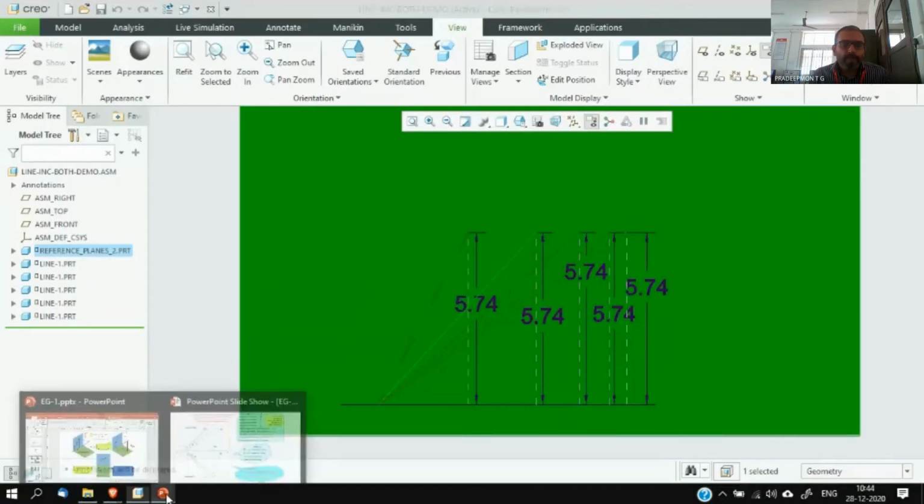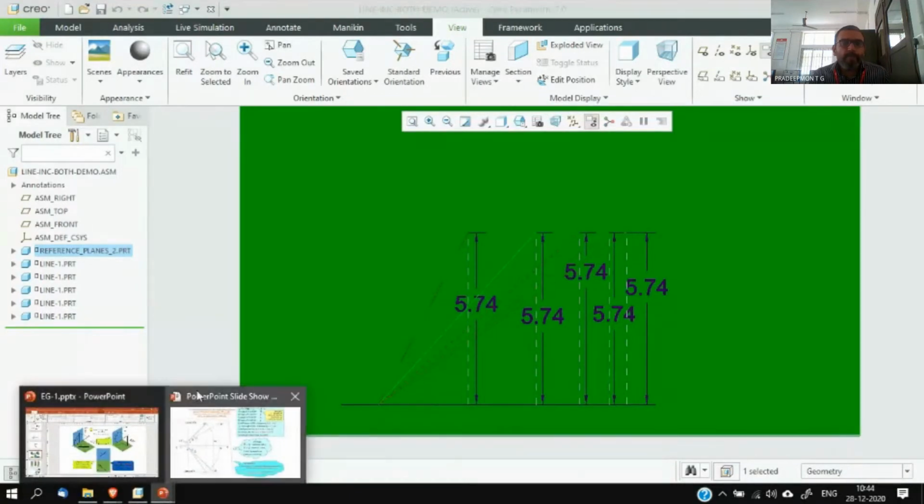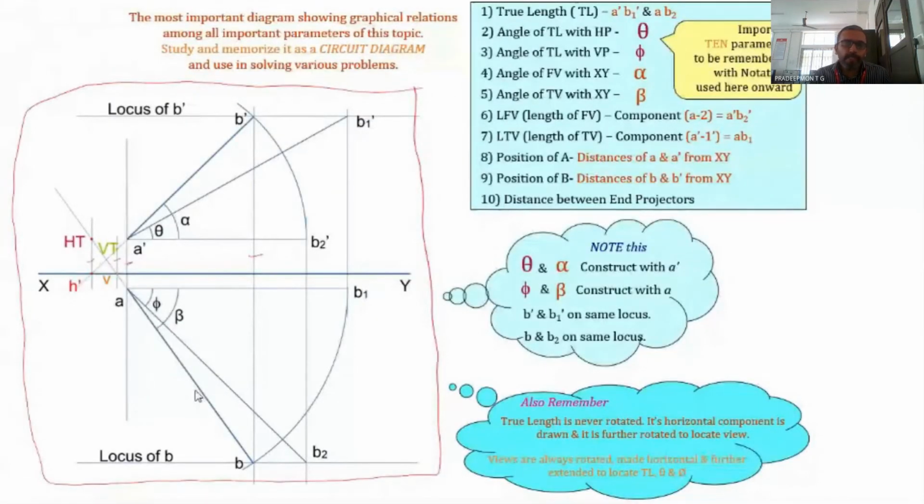So now shall we move on to an exercise based on this particular figure? You do one thing, you just note down this figure, because anyway I will be displaying it in the coming slides also. So let's try how this particular figure can be used for solving our problems.